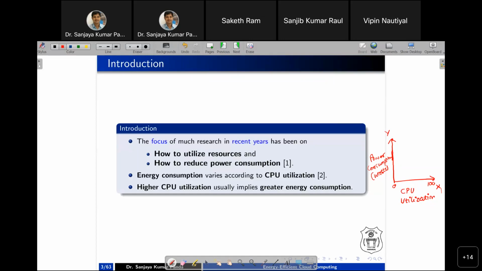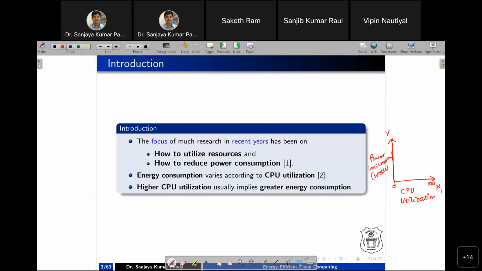If you go for the traditional or earlier studies, they say the relationship between CPU utilization and power consumption is a linear one. That means if the CPU utilization is increased, then at the same rate the power consumption is also increased. But we have to see whether it is true for all the systems that we are using. Let us consider a server, or a higher-end machine, suppose a supercomputer or a data center.